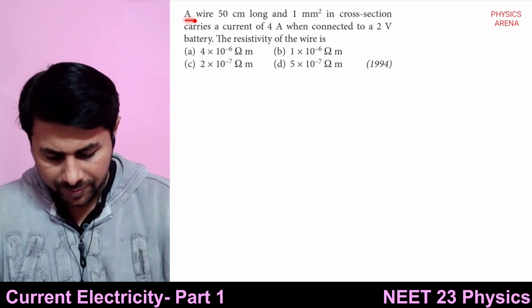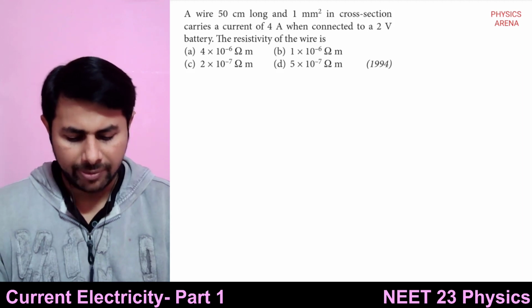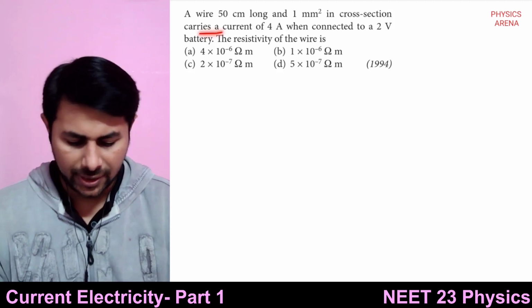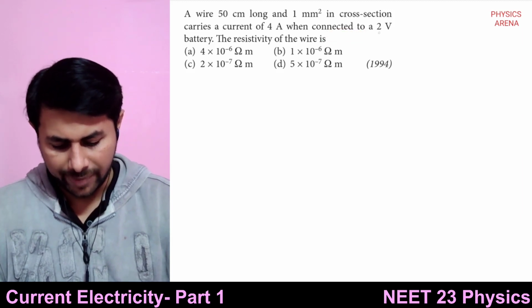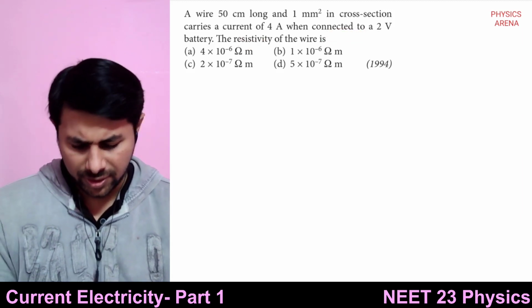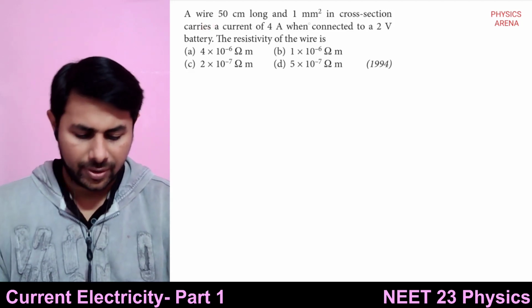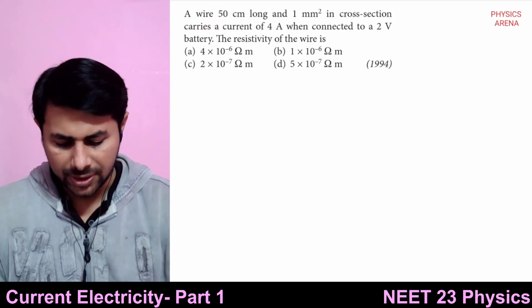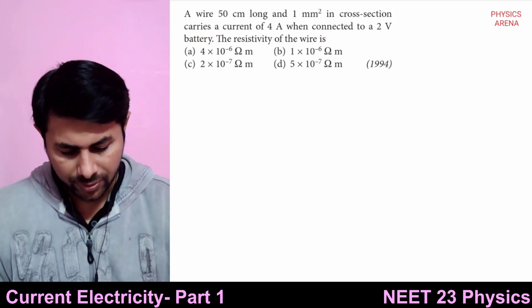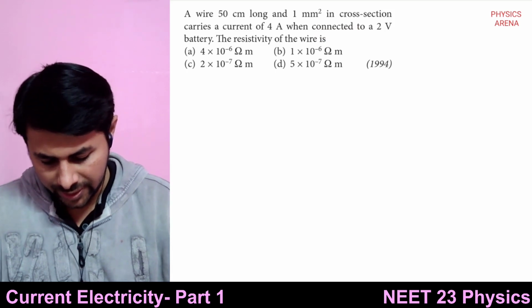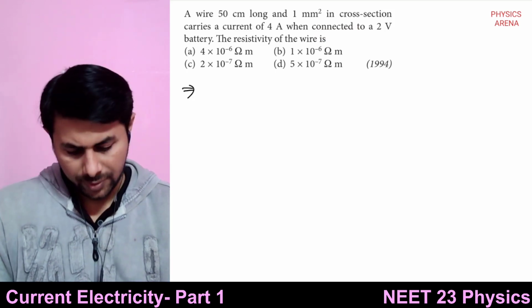Let's see next question. A wire 50 centimeter long and 1 mm square in cross section carries a current of 4 amperes when connected to a 2-volt battery. The resistivity, this is very simple question, right? The resistivity of wire is, this is the question.